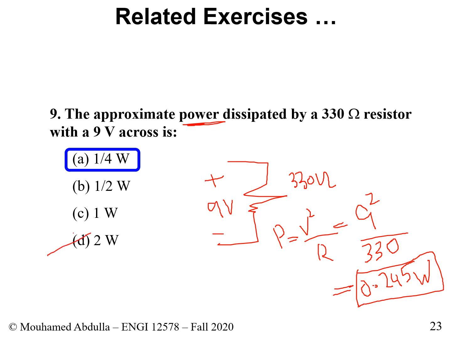So is it 2 watts? Not true. Is it 1 watt? Not true. Is it 0.5 watt? Not true. This is 0.25, so this is approximately 0.25. So the answer should be A.